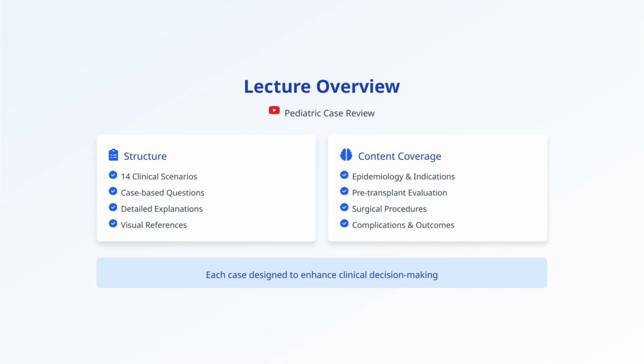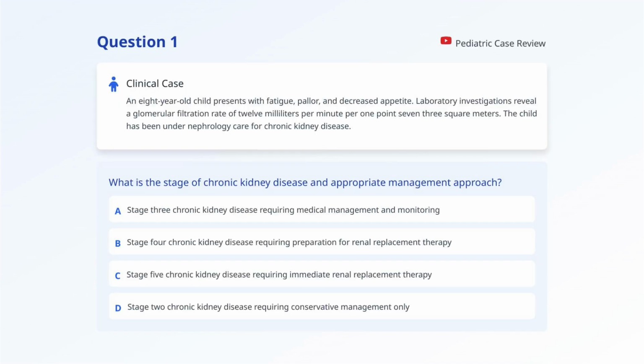renal transplantation. An 8-year-old child presents with fatigue, pallor, and decreased appetite. Laboratory investigations reveal a glomerular filtration rate of 12 milliliters per minute per 1.73 square meters. The child has been under nephrology care for chronic kidney disease. What is the stage of chronic kidney disease and appropriate management approach?